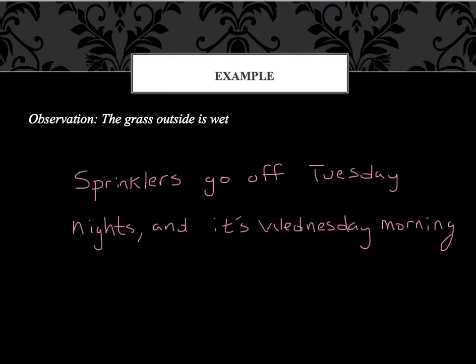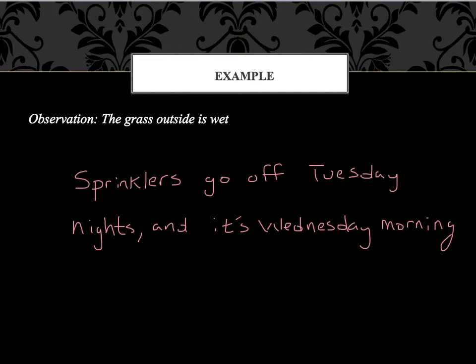Okay, so here's my inference then. I go outside and the grass is wet. Well, my sprinklers go off on Tuesday nights and it's Wednesday morning, so therefore it was probably the sprinklers that got the grass wet. Now, then I might walk to my backyard and look at my sprinkler system and see that it's broken, and then I would have to draw a different inference because my observations changed, or a new observation changed what my original inference would be.